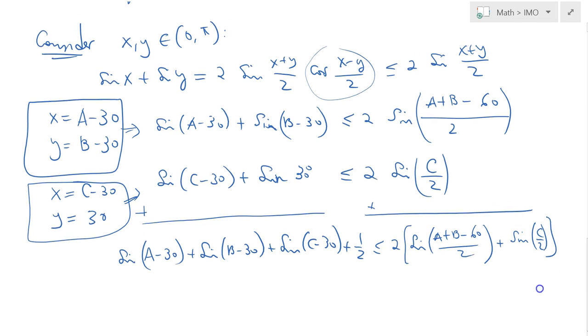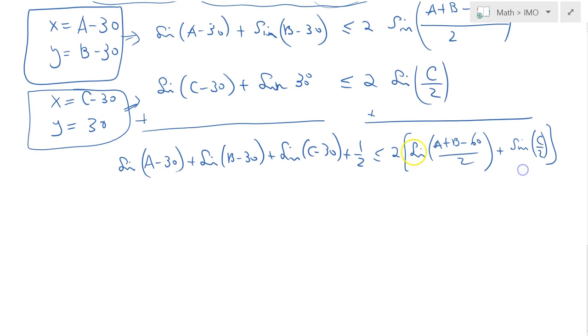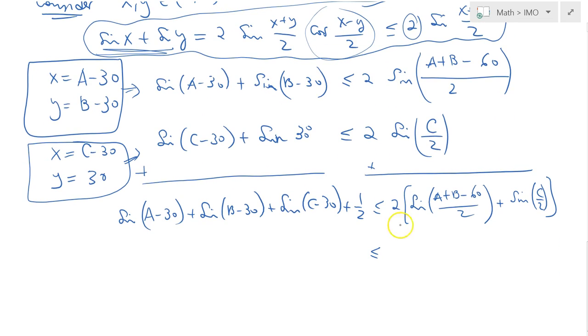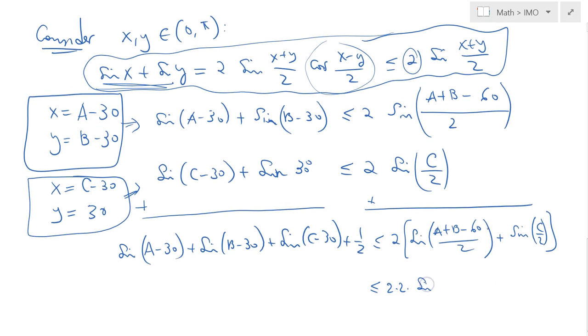And now we can apply this rule again, the one we have just found, because we have the addition. So this would be further less than or equal to, remember the expression: sine x plus sine y is less than or equal to 2 times sine of the sum divided by 2. There's already a 2 here, so we will get another 2 sine of, and we simply add the insides and divide by 2. When I add these two angles here, I get a plus b plus c minus 60 degrees all over 2.